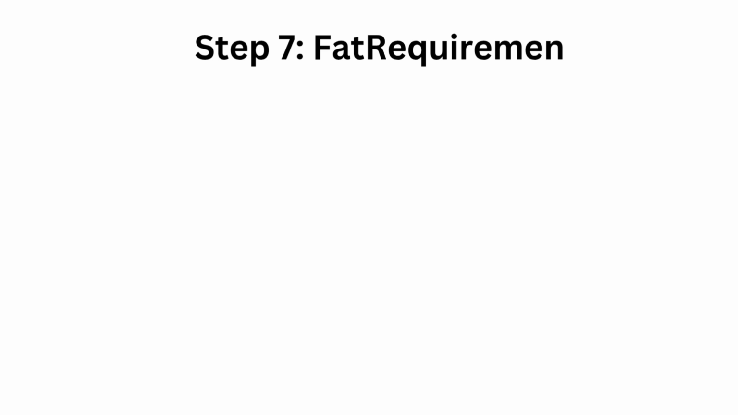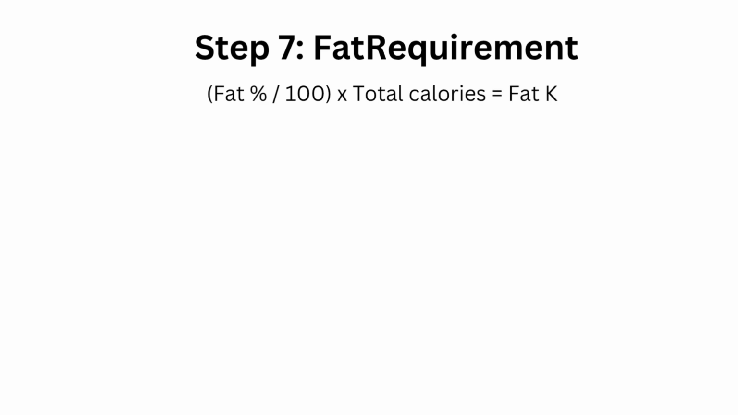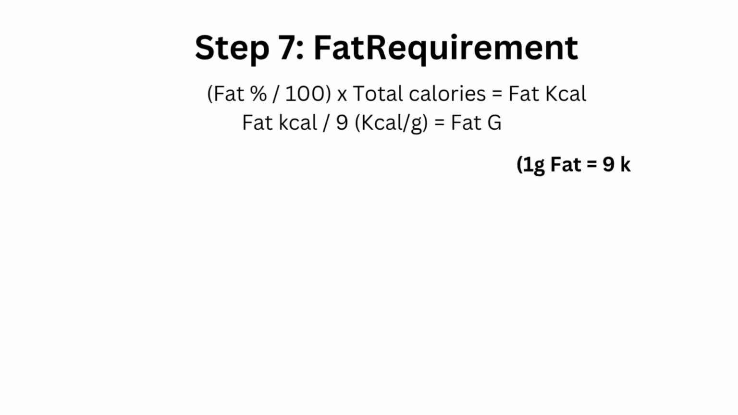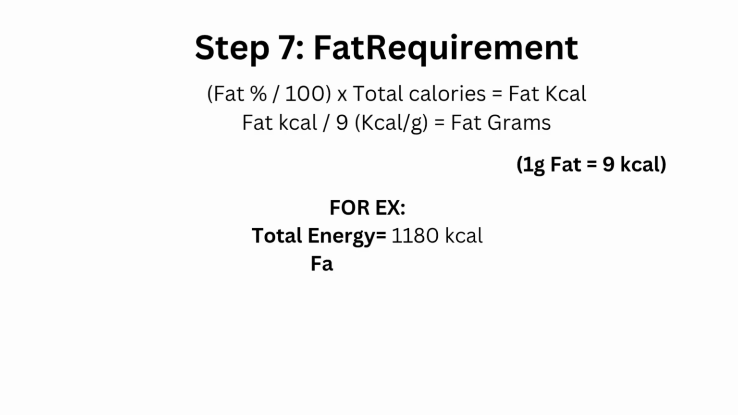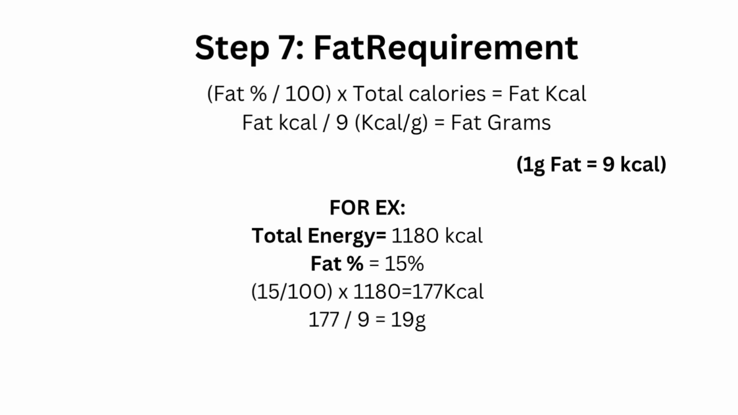Next, we calculate fat requirement. Fat is derived from the percentage value we set in modified RDA. In this case, the patient is obese. We give only 15% of total calories. So first step is calculating fat kilocalories. We take 15 divided by 100, multiply by total energy of 1180. This gives us 177 kilocalories. Since 1 gram of fat provides 9 kilocalories, we simply divide 177 by 9. That gives us 19 grams per day.